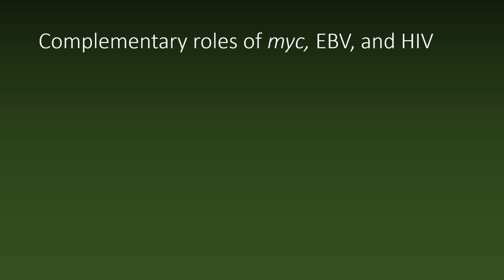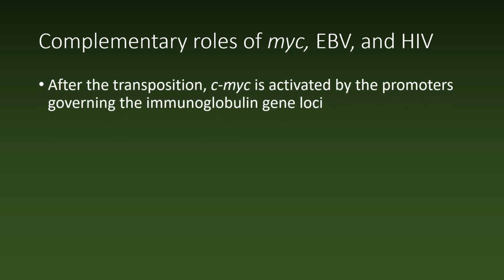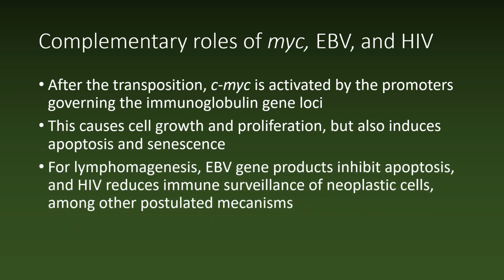MYC, EBV, and HIV each have complementary roles in lymphomagenesis. After the translocation, c-MYC is activated by the promoters governing the immunoglobulin gene locus, VH. This causes cell growth and proliferation, but also induces apoptosis and senescence. For lymphomagenesis, EBV gene products inhibit apoptosis, and HIV reduces immune surveillance of neoplastic cells, among other postulated mechanisms.